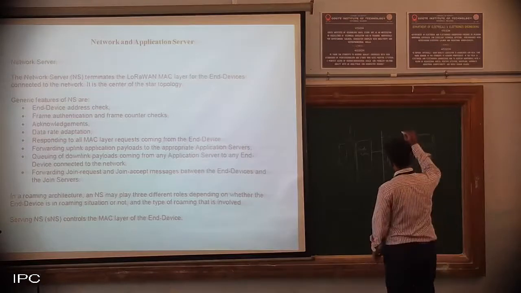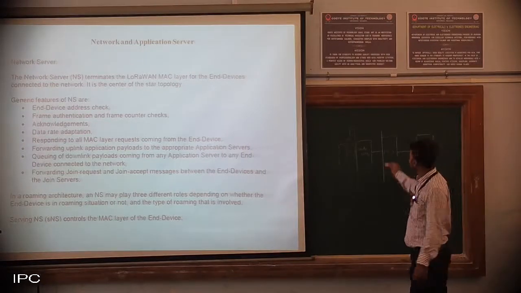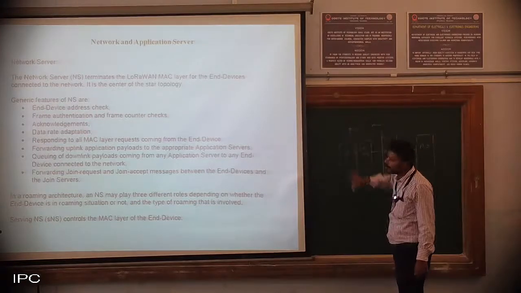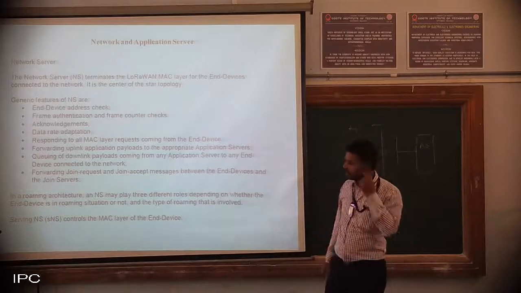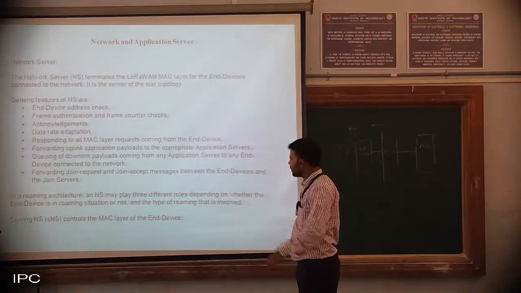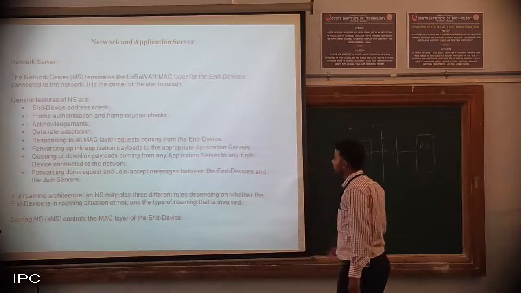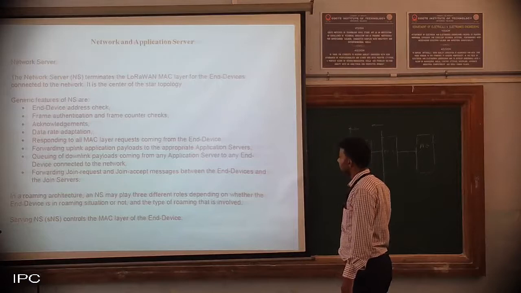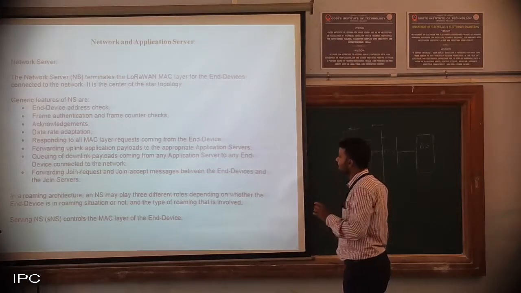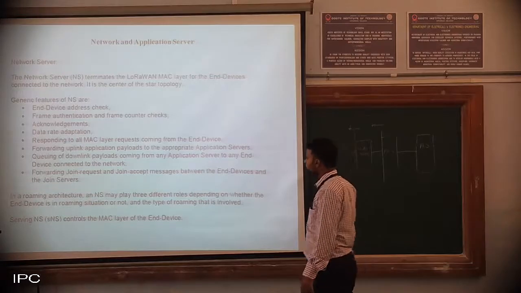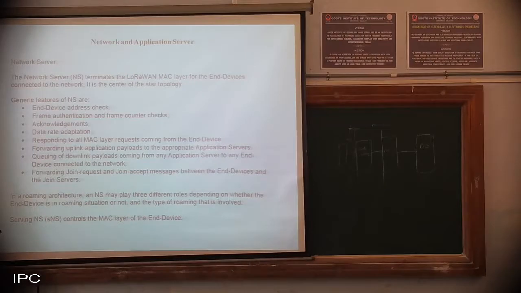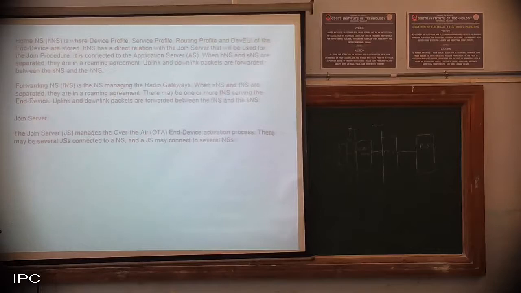Downlink means it is for the actuators. That time, from the network server to the gateway, and from the gateway to the end device, the actuators will be getting the input. That is the downlink. And forwarding the join request and join accept messages between the end devices and join servers will happen in the network server. So these are all the features of the network server. This is what the network server will be doing.